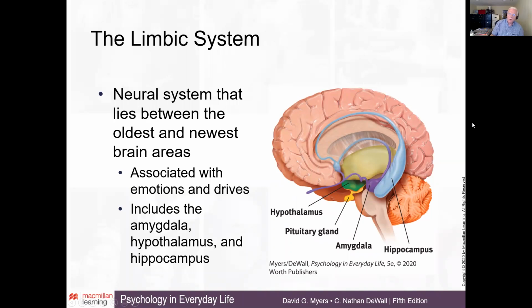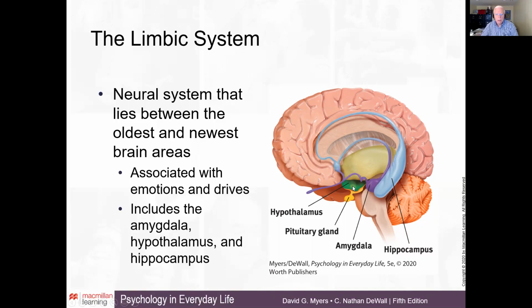Another area of our brain of great interest to psychologists is the limbic system. The limbic system includes the hypothalamus, the amygdala, and the hippocampus. You can see the pituitary gland in this picture as well, but please remember the pituitary gland is actually a part of the endocrine system, not the nervous system. And it is regulated by the hypothalamus, a part of the nervous system right above it.